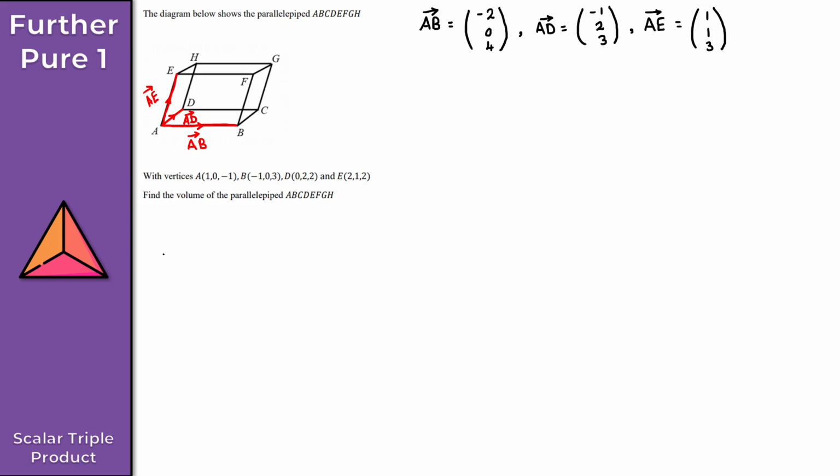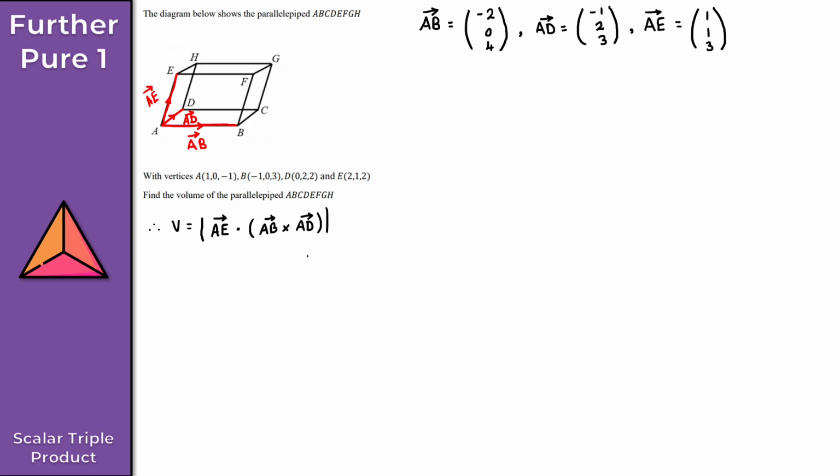So for the volume of a parallelepiped, this is given as V is equal to the magnitude or the modulus. Don't forget you can use those interchangeably. So the magnitude of the vector AE dotted with the following cross product. So we have the vector AB cross with the vector AD. Now this here is just the scalar triple product.